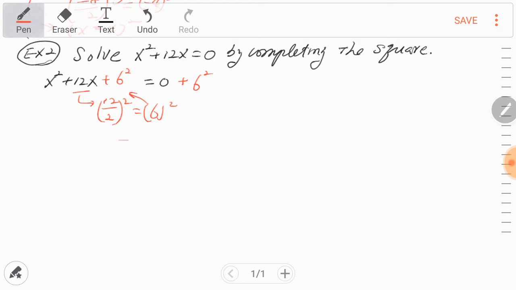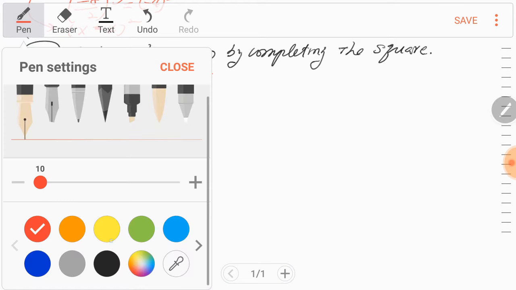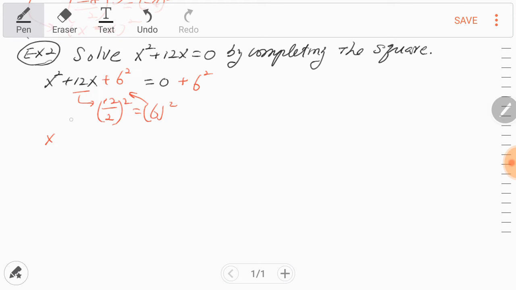So the left side of the equation is factorable. It's a perfect square binomial. So that is x plus 6 squared, which is equal to 6 squared. Then we can solve for x.